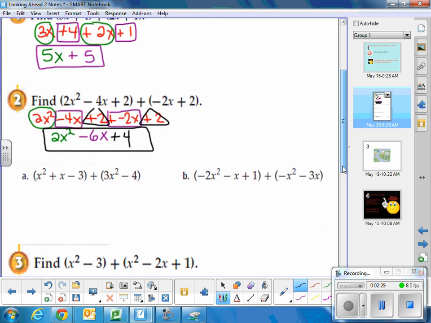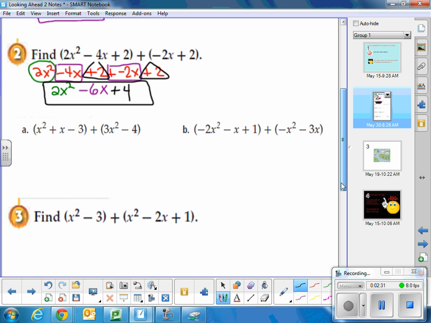At this point, you might want to pause the video and try those next two examples and restart it once you're done. I'm going to go ahead and solve the first one. x squared plus x minus 3 plus 3x squared minus 4. Combine like terms. We have this 1x squared and the positive 3x squared for a total of 4x squared.